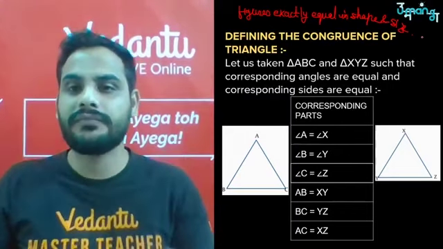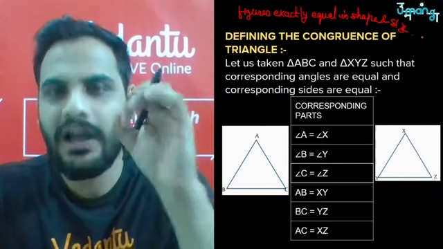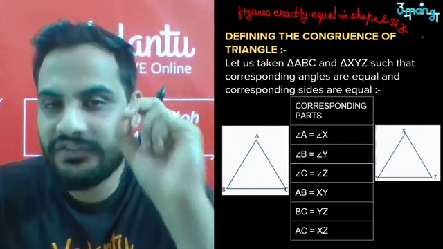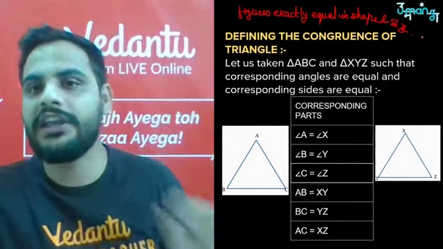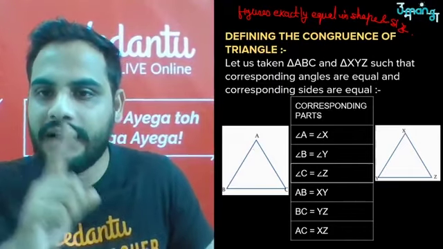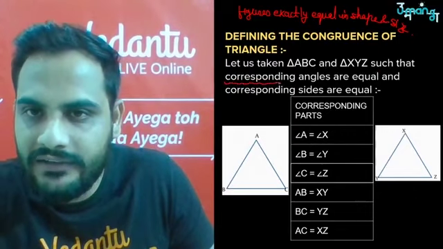So when we talk about the congruency of triangles, how do I make sure that the shape as well as the size will be equal? For equal shape, we know that corresponding parts matter. So first thing to remember: corresponding angles are equal.